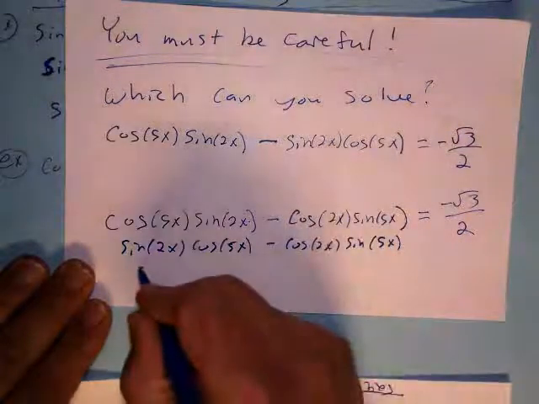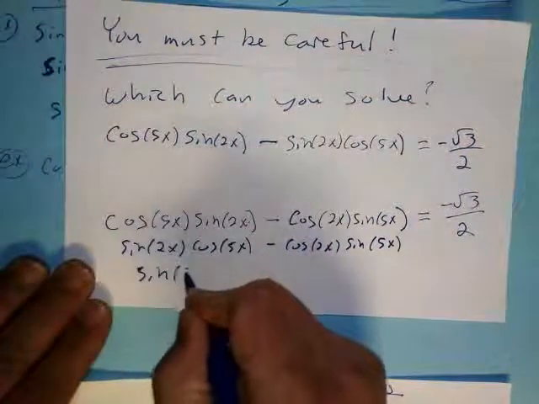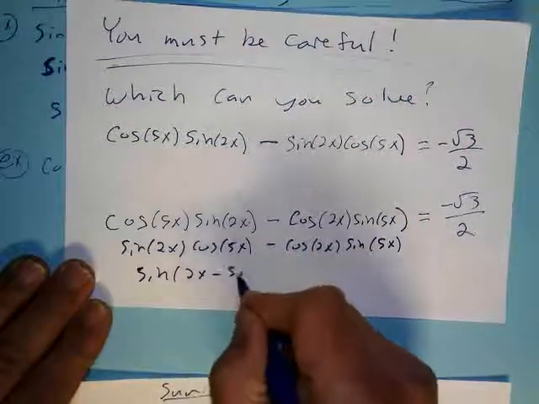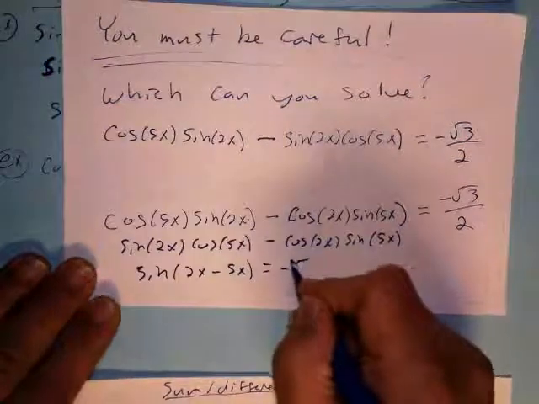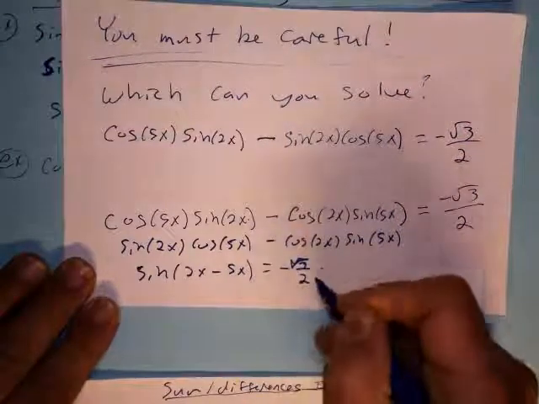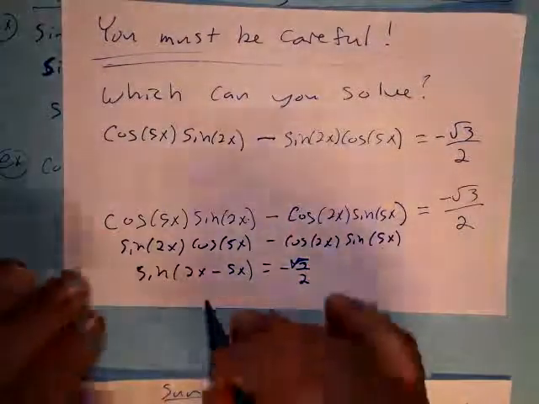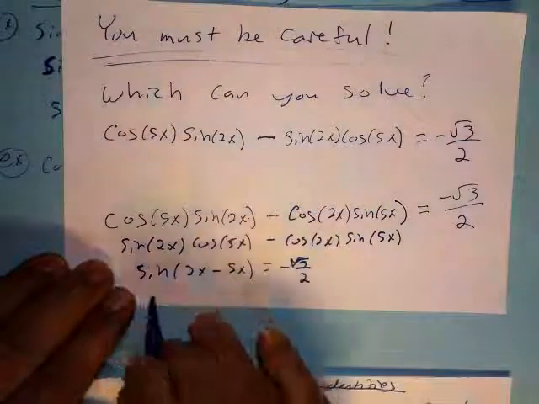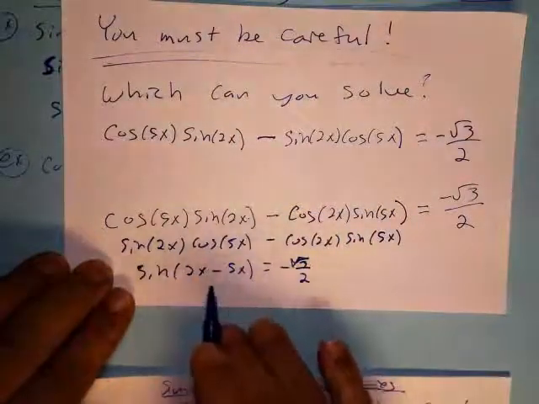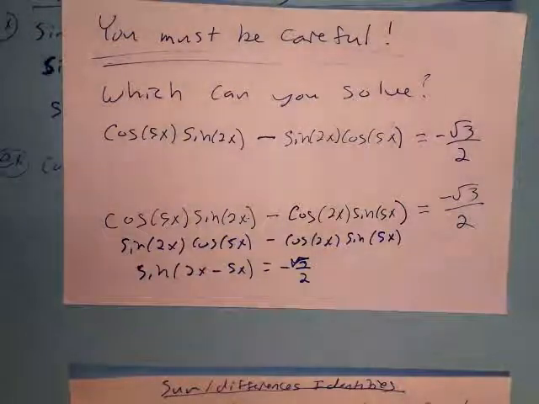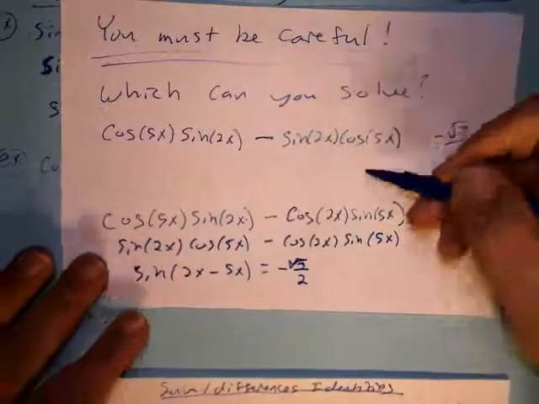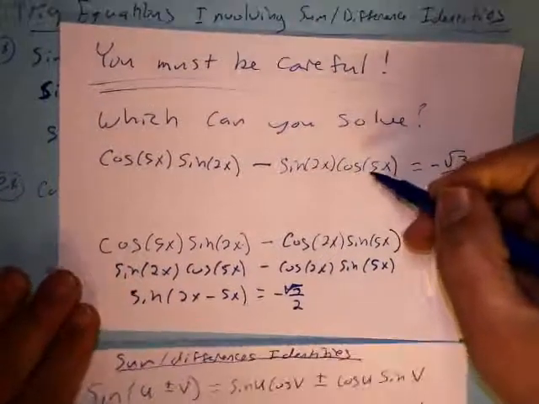Then this could be reduced down to sine 2x minus 5x is equal to negative square root of 3 over 2. And that is doable because you could pull the sine out and commute those and you get a 3x here. That would be positive. And so this is doable, but this one is not even an identity here.